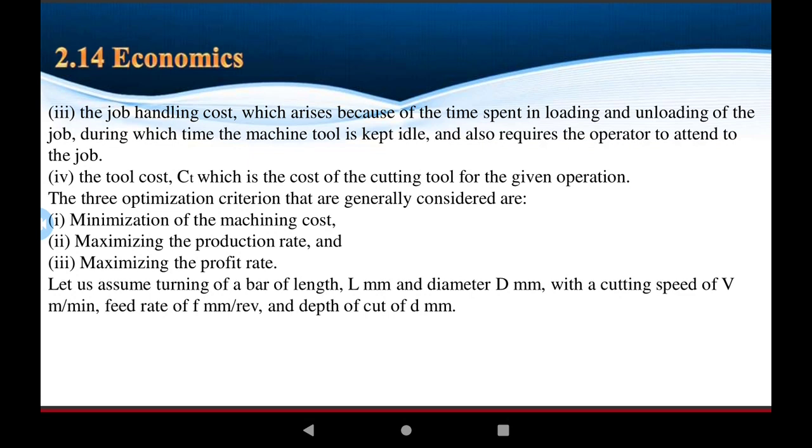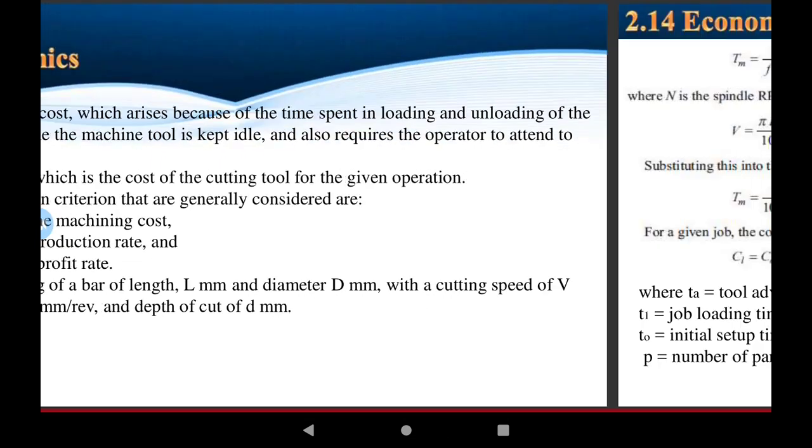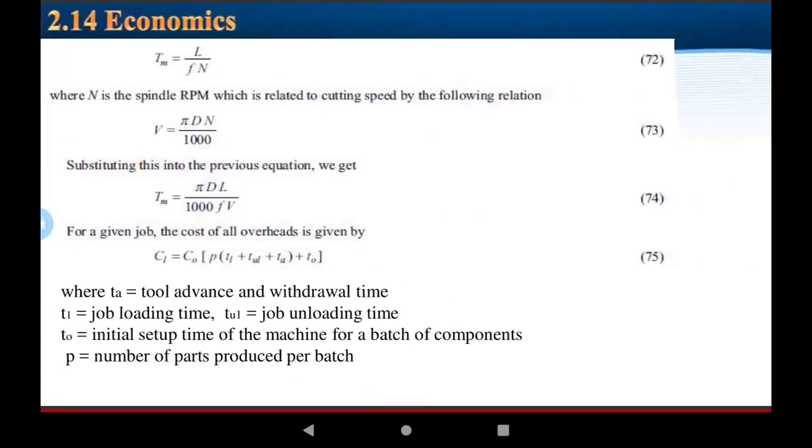Consider the length L and the diameter D, cutting speed V, the velocity of the tool in meters per minute, feed rate per revolution, and depth of cut. All these factors are used to find the economic region, and the machining time Tm equals L by Fn.